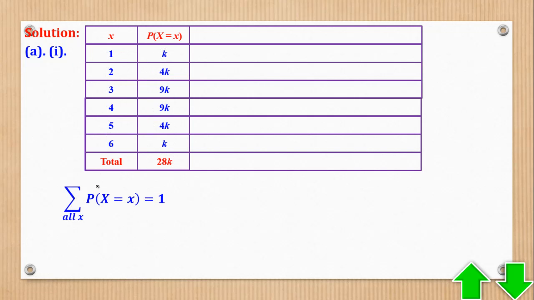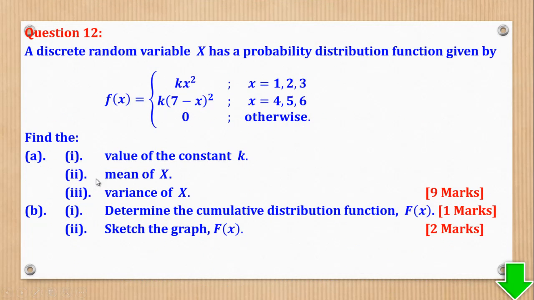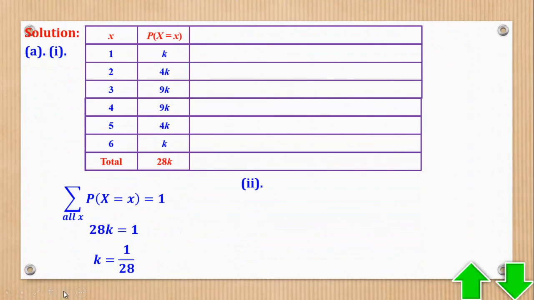Now we need to get the value of k, so remember that total probability is equal to 1. So 28k is equal to 1, implying that k is equal to 1 over 28. So that was Roman 1. Now we shall go to Roman 2. Roman 2, they want the mean of x. So good enough, we have got the value of k, so we shall substitute for k.